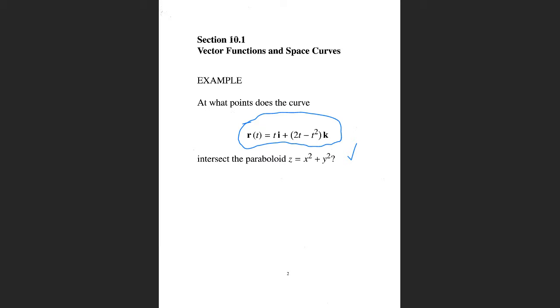What component's missing from this space curve? The y component. Well, we have the parametric equations already. x equals t, z equals 2t minus t squared. And what's y equal to? 0. So yes, we can put a 0 here. So this space curve lives in what plane? This space curve actually lives in the xz plane.